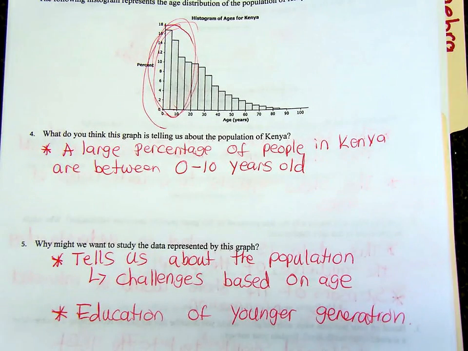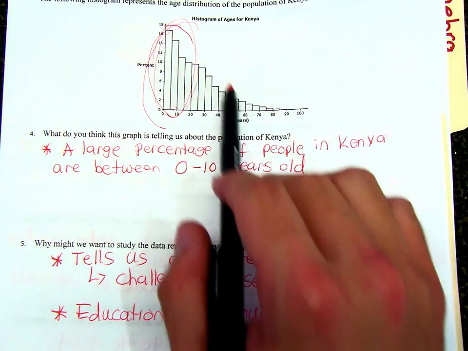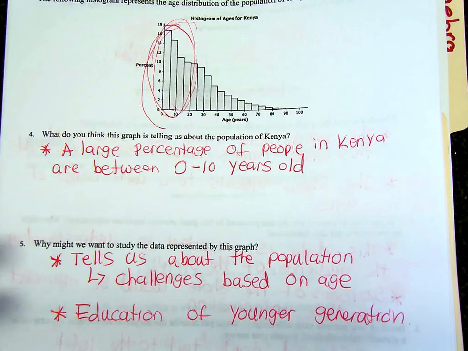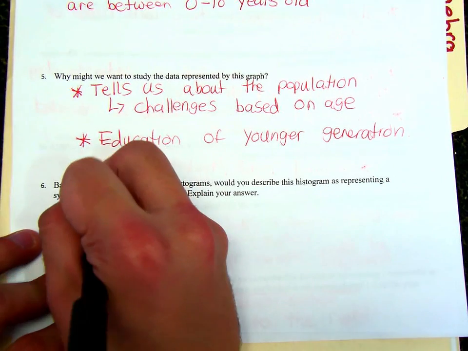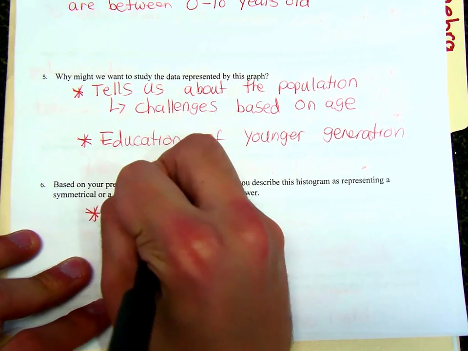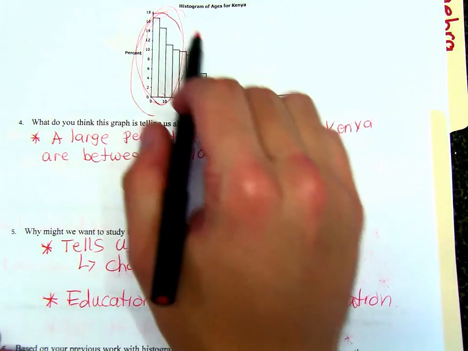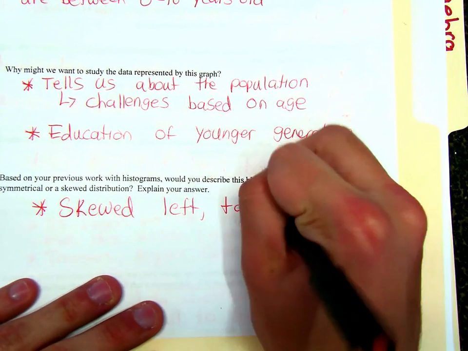Now the last question says, based on your previous work with histograms, describe this histogram as representing a symmetrical or a skewed distribution. Remember, a symmetrical one would have most of our data in the middle of our graph. But in this case, most of our data is to the left. So we could say that it's skewed left. And if it's skewed left, the tail end is going to be to the right. So it's skewed left, tail to the right.